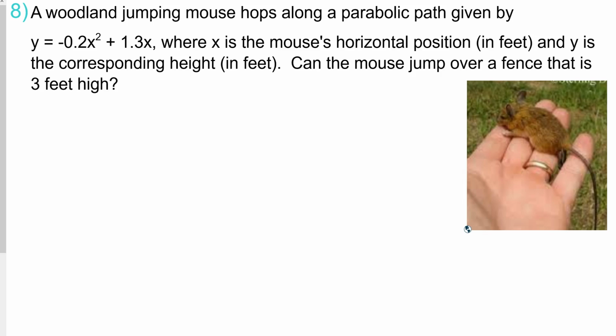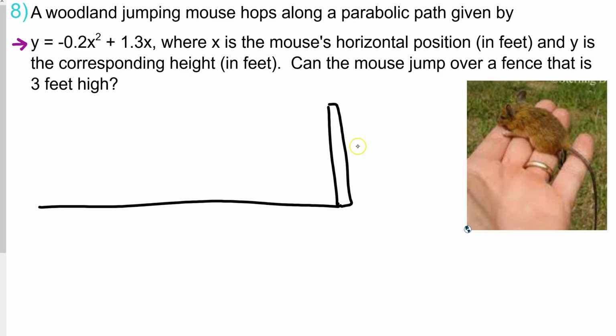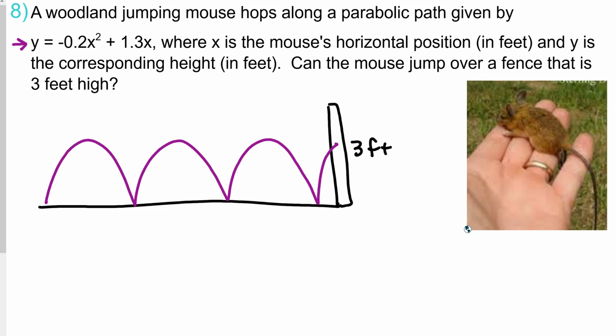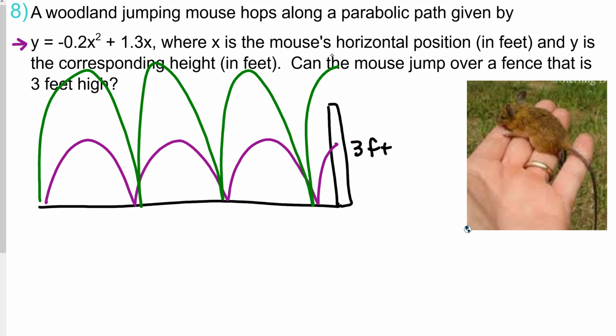Okay. Number 8. A woodland jumping mouse hops along a parabolic path given by this equation, where x is the mouse's horizontal position in feet and y is the corresponding height in feet. Can the mouse jump over a fence that is 3 feet high? So here's the ground, here's the fence, it's 3 feet high. Is the mouse doing this? Or is the mouse doing this? We're about to find out.